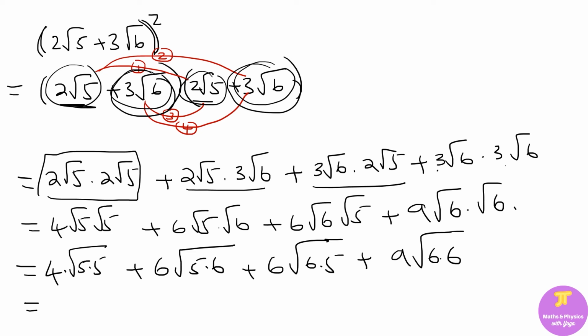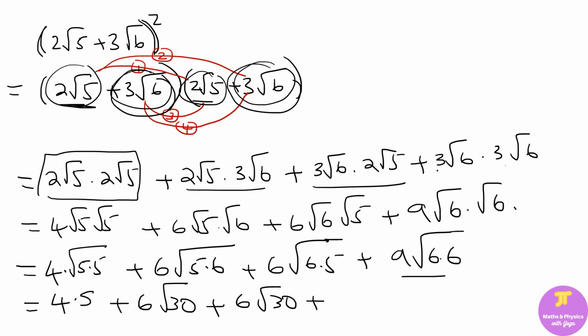So what is inside? 4, 5 times 5 is 25. So square root of 25 is 5. 6, this is square root of 30, plus 6 square root of 30, plus the last one, 6 times 6 is 36. So square root of 36 is 6. So what is left is 4 times 5 is 20.